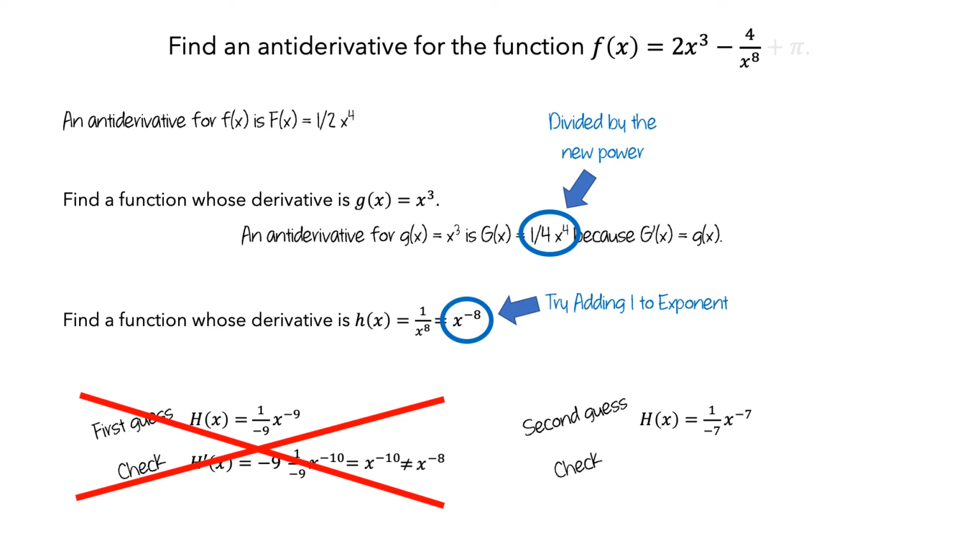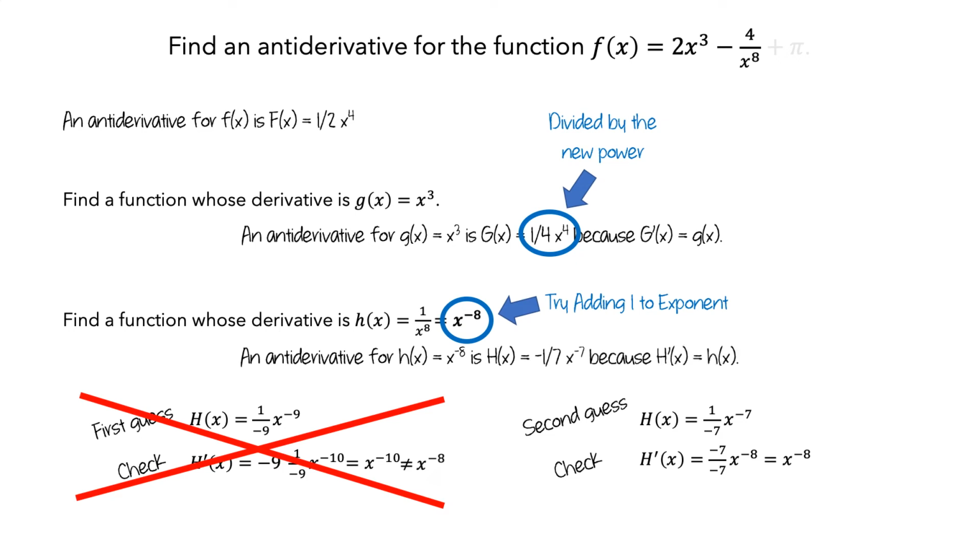To check our guess, we compute the derivative of capital H, and, after simplifying, we get x to the -8, and this is equal to little h. So, an antiderivative for little h of x is -1/7 x to the -7, because the derivative of capital H is lowercase h.